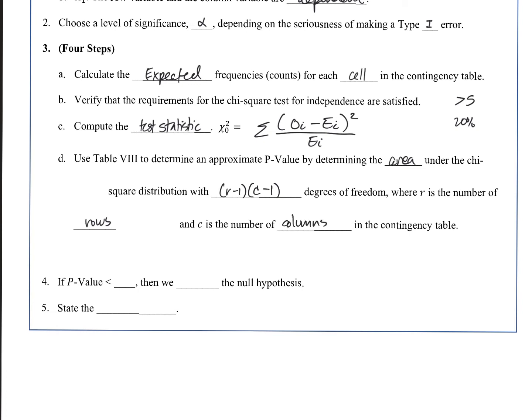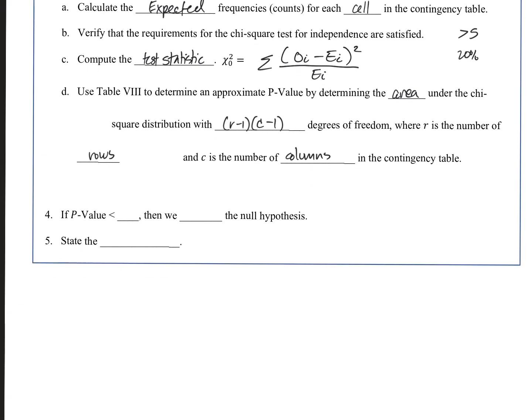in the contingency table. And step 4, if the p-value is less than alpha, then we are going to reject the null hypothesis. If not, we can't reject it. So step 5, we're going to state the conclusion.